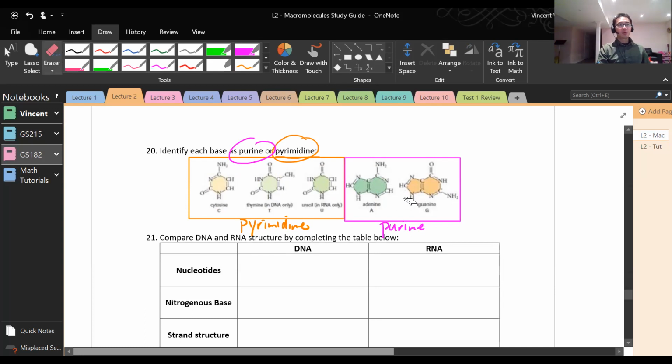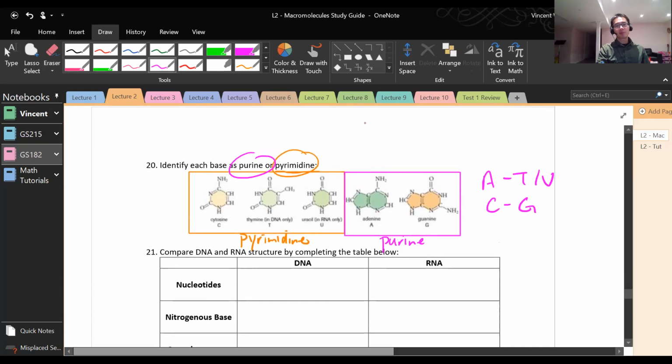In terms of the pairing rule, the purines will always pair with the pyrimidines. So A goes with T or U, and then C pairs with G. To help you remember, you can remember the phrase "pure as gold." So purines are A and G. The other ones are pyrimidines.